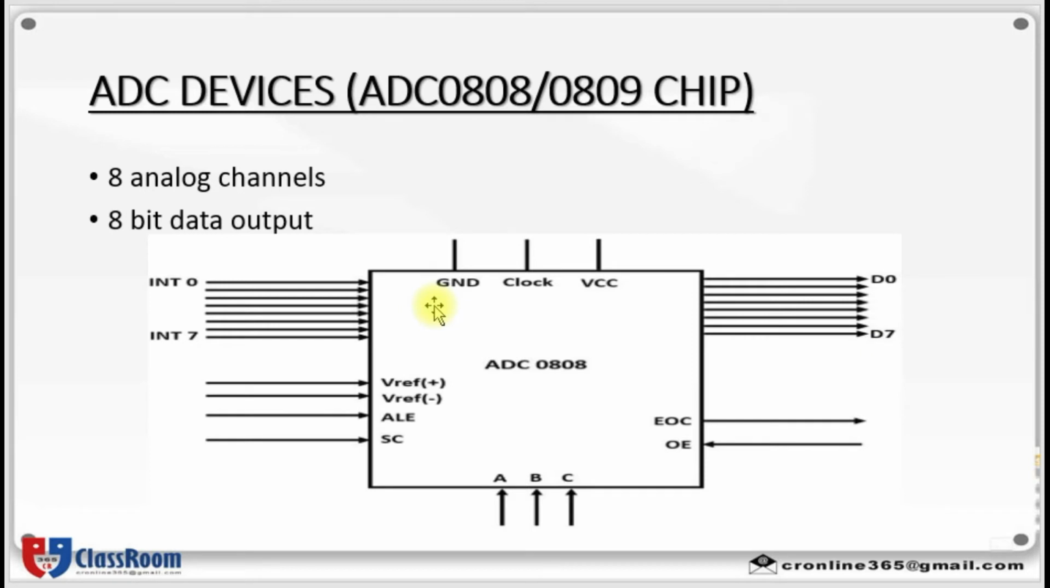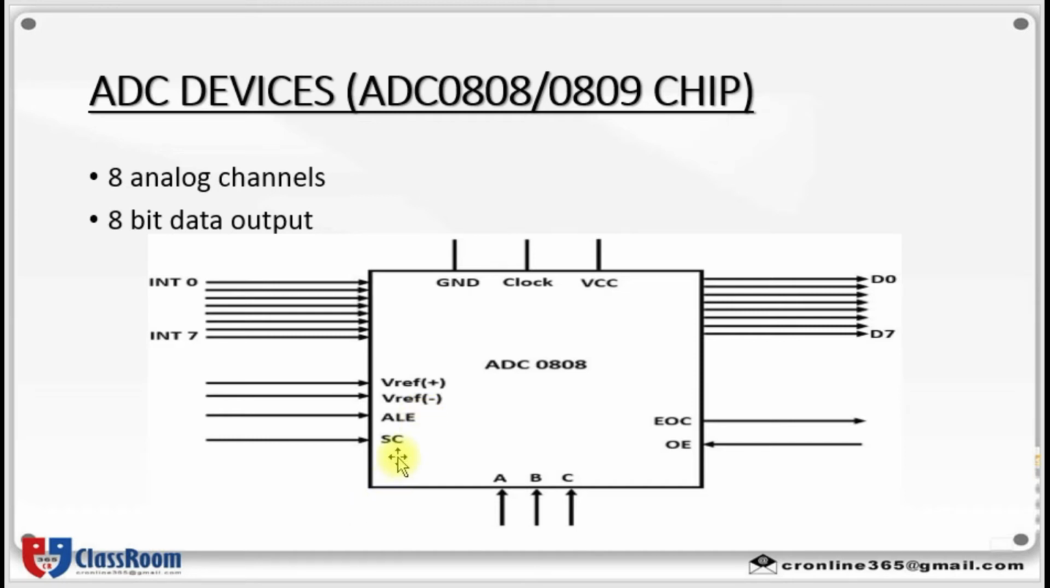Then, as in all devices, ADC 0808 also contains ground, GND, clock and VCC. Then we have V reference plus and V reference minus, which are used to set the reference voltage. V reference minus means ground and V reference plus means 5 volt. Then ALE means address latch enable. Address latch enable is used to latch the address.